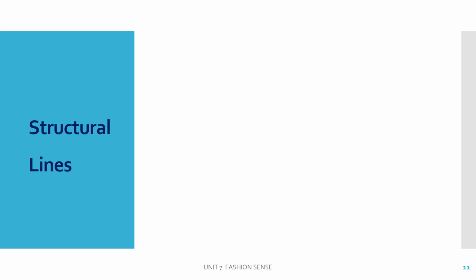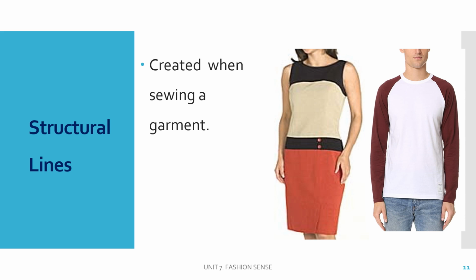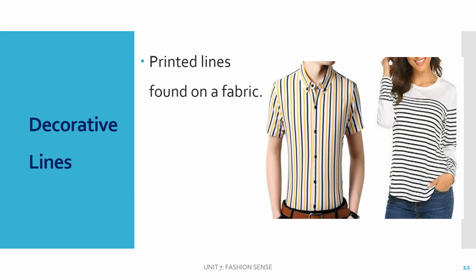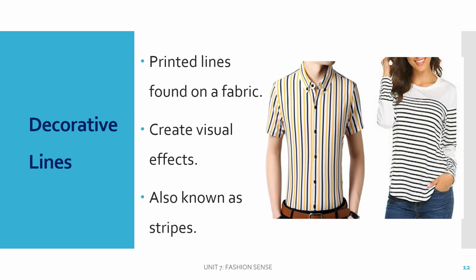More information on structural lines. So, structural lines are created when sewing a garment. An example is seams in garments. Remember, a seam is created when 2 pieces of fabric are joined together. Decorative lines are printed lines found on a fabric. They create visual effects, and they are also known as stripes.